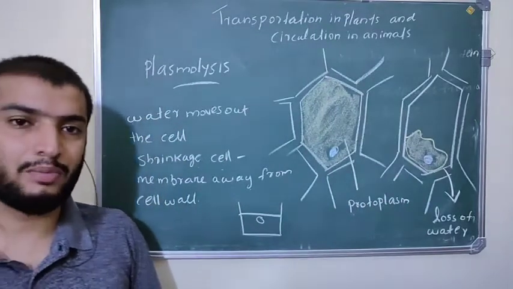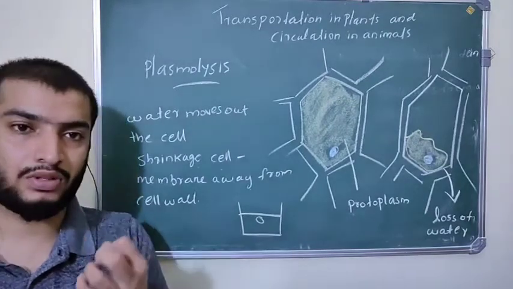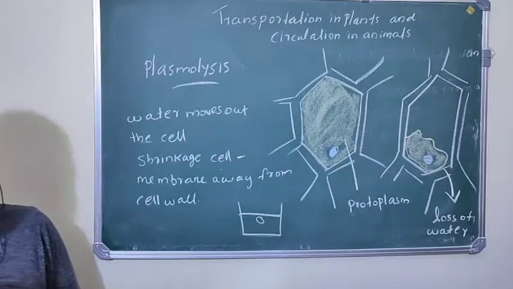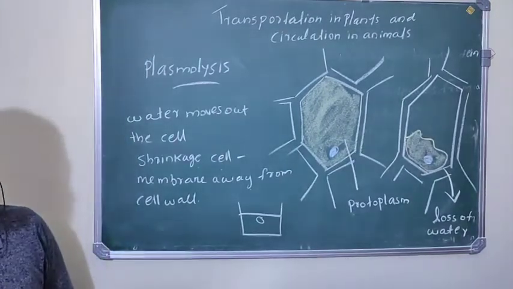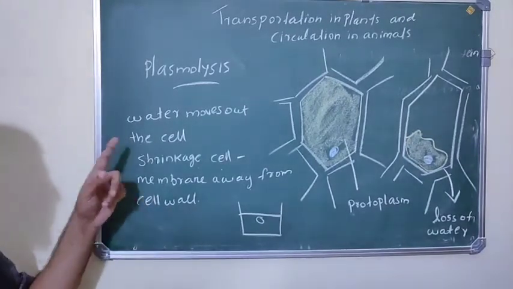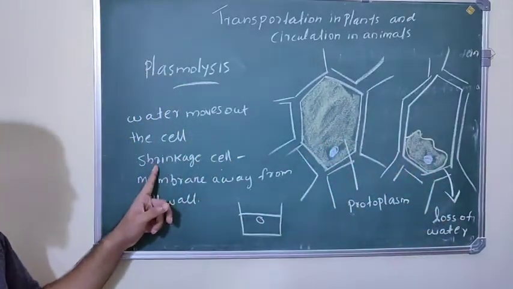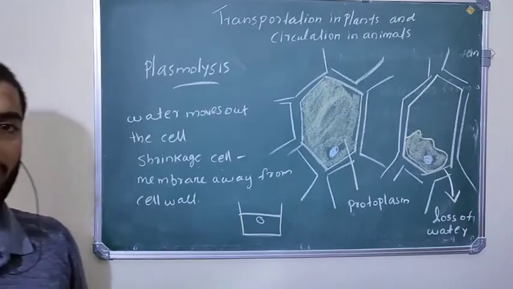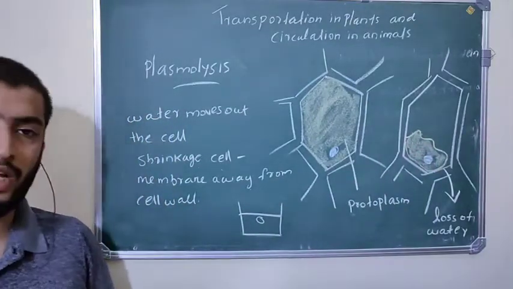So if you put vegetables in a highly concentrated solution, you can observe the shrinkage of the vegetables. That indicates plasmolysis took place. So what is it? Water moves outside the cell. Because of this, shrinkage of the cell membrane away from the cell wall takes place, or shrinkage of the protoplasm takes place. That is called plasmolysis.